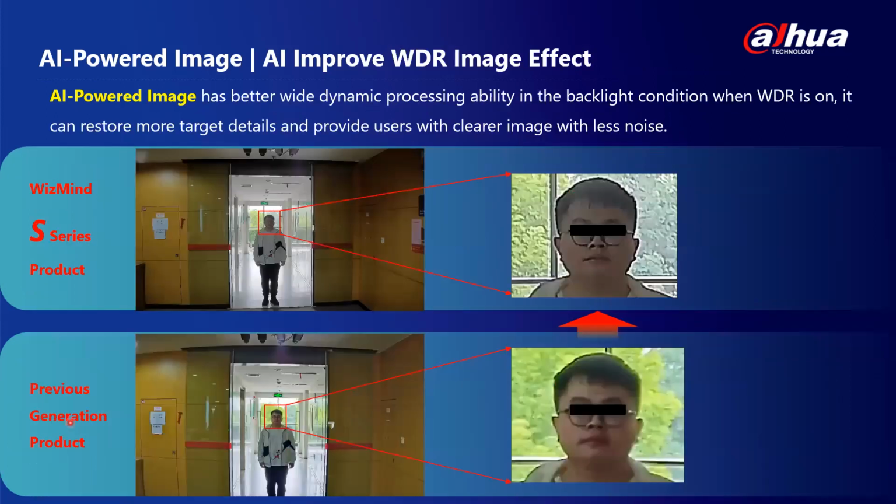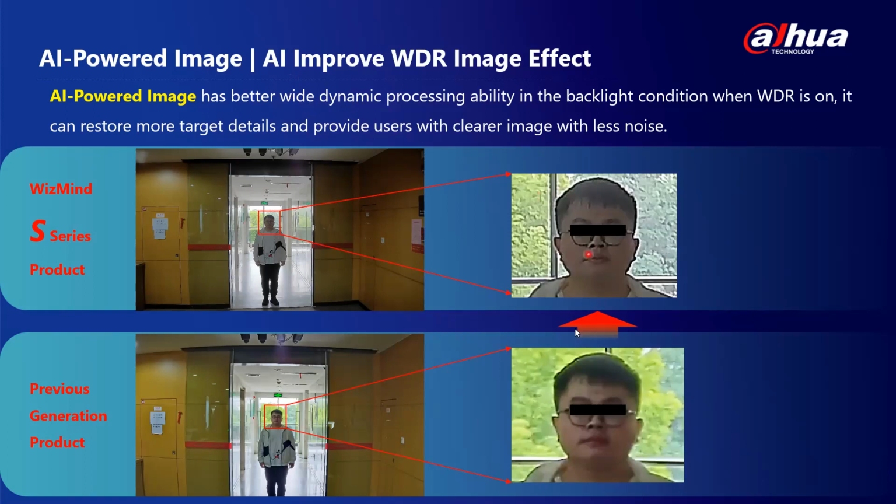When we take a look at the WDR using the AI powered image, this WizMind S series uses an improved AI WDR image effect. This gives us better wide dynamic processing ability in the background, in backlight conditions when the DNR is on. It can restore more target details and provide users with a clearer image with less noise in the background.